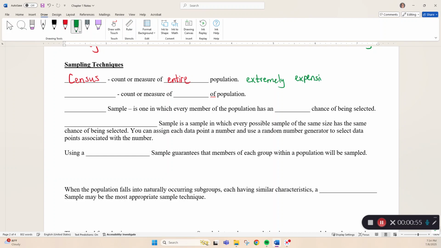You're like, well, how do you know it's expensive? Think of it this way. For those of y'all that know this, if you know it, tell your neighbor. If you don't know it, listen to your neighbor. How often does the United States do a population census? Every 10 years. Why every 10 years? Why not every year? I want to know the population of the United States right now. I don't want to wait 10 years.